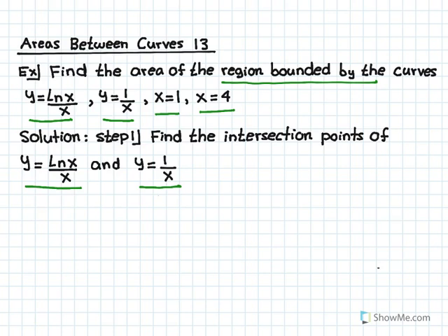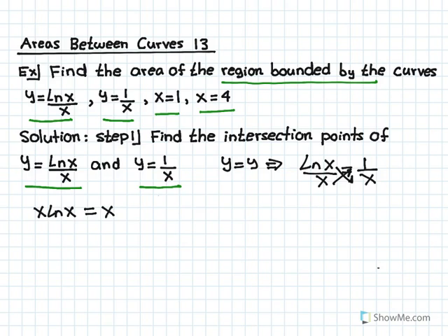So let's do that. We'll let y equal y, and that means log x divided by x is equal to 1 over x. Let's cross multiply, and we're going to get x log x is equal to x. Let's bring everything to the left-hand side. We get x log x minus x is equal to 0. Let's factor out x. We get x times (log x minus 1) is equal to 0.